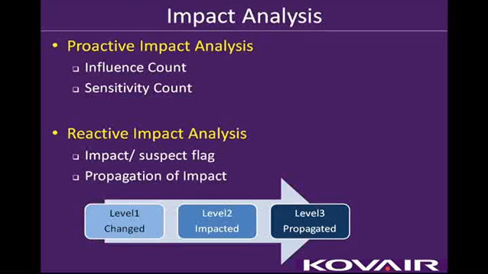So a requirements management tool should allow you to propagate that impact beyond the next level. So level 1 was changed, level 2 was impacted, now you should be able to propagate it to level 3, level 4 if necessary. And you should be able to do it in a selective manner, because you don't need to propagate to each and every one. If you want to, you can just propagate it. So that is how you do the impact analysis.